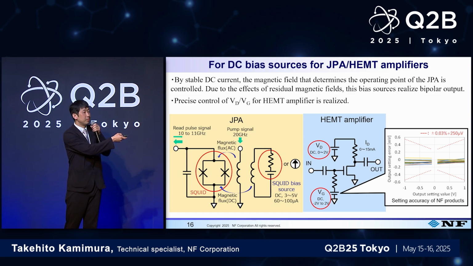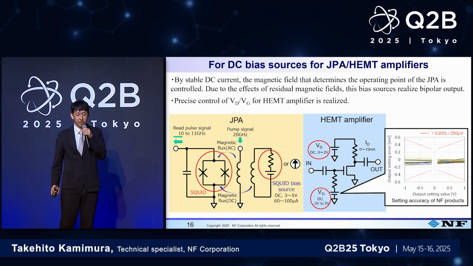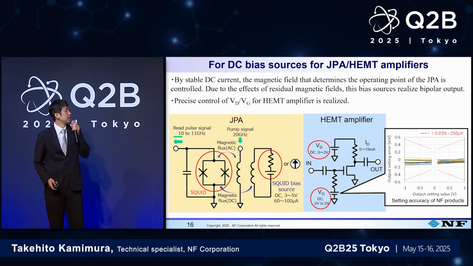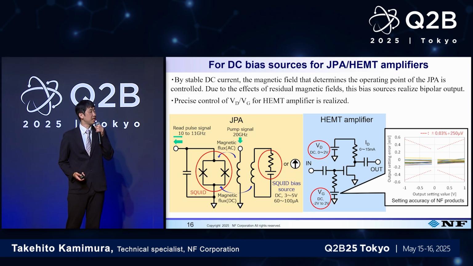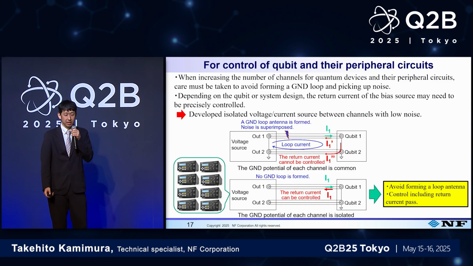On the right side, the HEMT amp is shown. The HEMT amp needs to control VD and VG strictly accurately to set the proper optimal driving point, and therefore we have the requirement for a bias source that realizes high setting accuracy, and we did develop that. So now I would like to talk about that bias source.